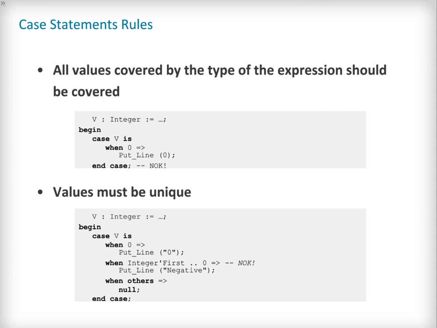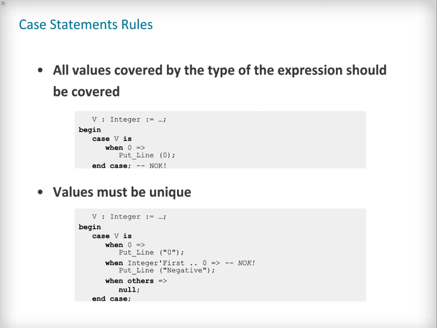The other rule is that for a given value, the branch, the alternative, should be unique. In other words, there cannot be any overlap amongst the various ranges. In this second example, as you can see, on the first alternative I'm taking 0, and on the second one I'm getting all values going from the first integer up until 0. So there is an overlap. For the value 0, I don't know if the first branch or the second branch should be taken. This will be analyzed and reported by the compiler and issue a compilation error.